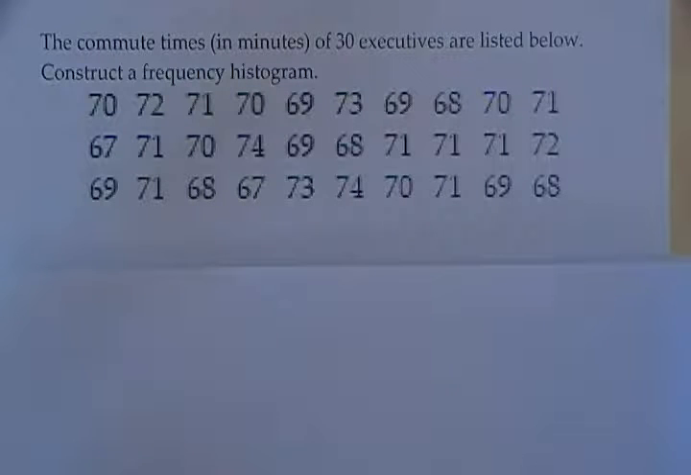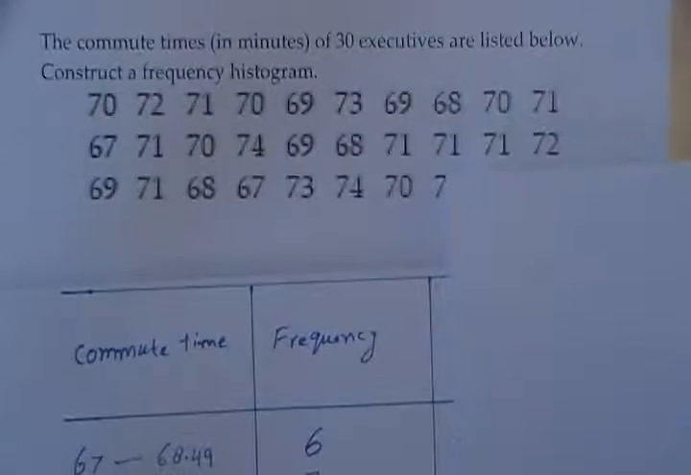In this video, we will learn how to construct a frequency histogram for this raw data. The first thing we have to do is construct a frequency distribution table. In our last video, we went over that, and for this data, our frequency distribution table would look something like this. We just constructed it in our previous video.